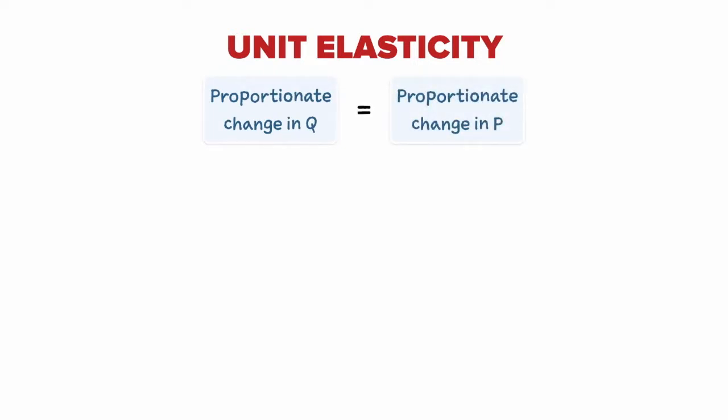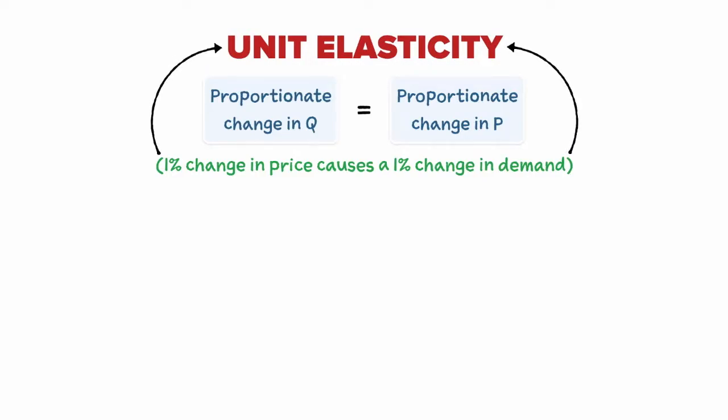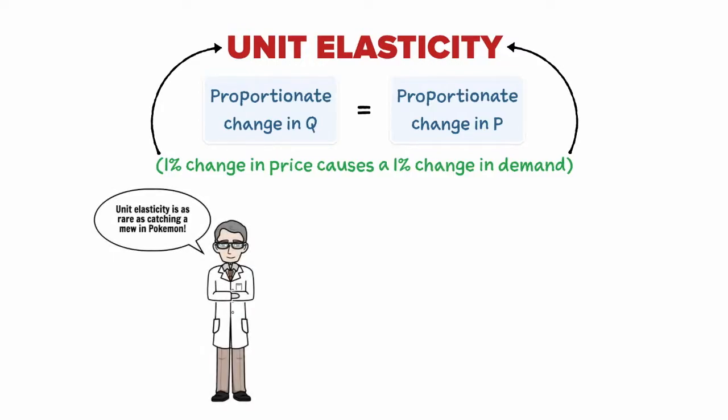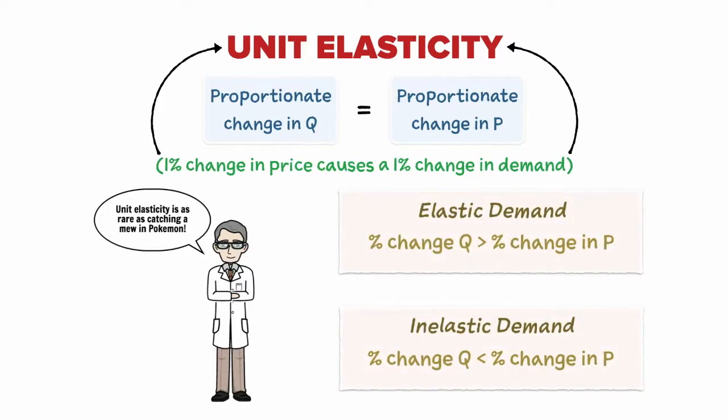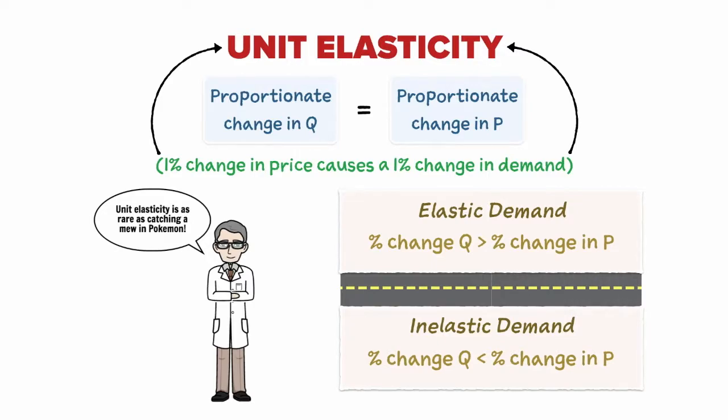The final situation occurs where demand is the exact middle of these two situations. If the proportionate change in quantity demanded is the same as the proportionate change in price, or in other words, if a 1% change in price caused a 1% change in demand, then demand is said to be unit elastic. It's a pretty rare thing for something to be unit elastic, and most economists consider this situation to be pretty much impossible today. But unit elasticity can be said to be the boundary, or the dividing line, between inelastic demand and elastic demand. It represents the road, whereby inelastic demand is on one side, and elastic demand is on the other.